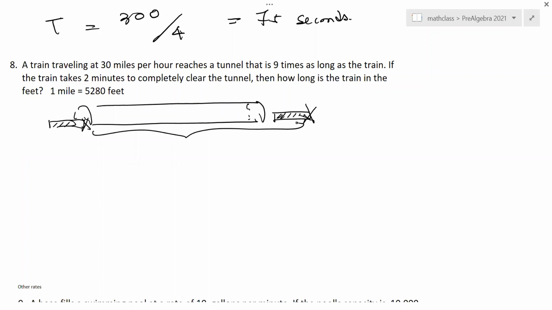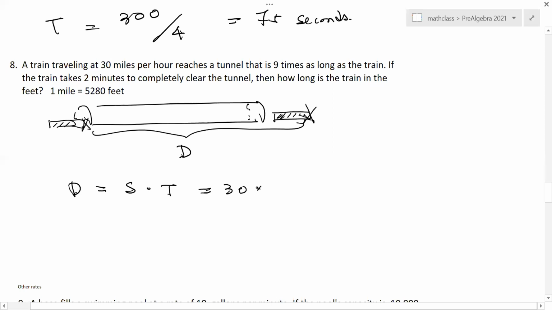You already know the speed, which is per hour. So the distance it travels, that's called d. Draw the pictures and it's clear. What is the distance the train must travel? The distance it travels is going to be speed times time, and the speed is 30 miles per hour.